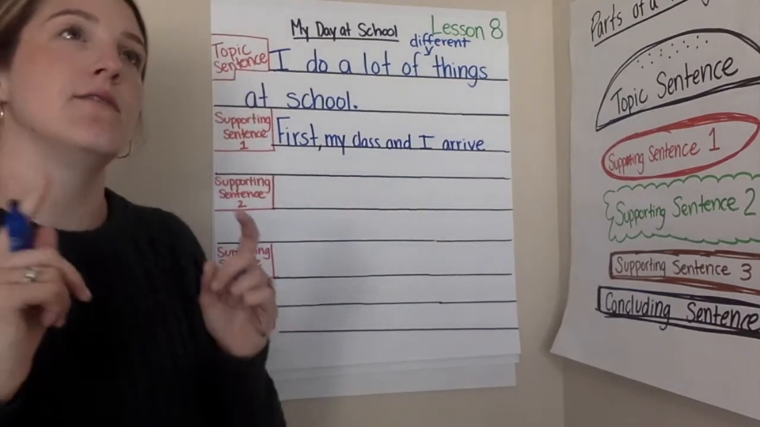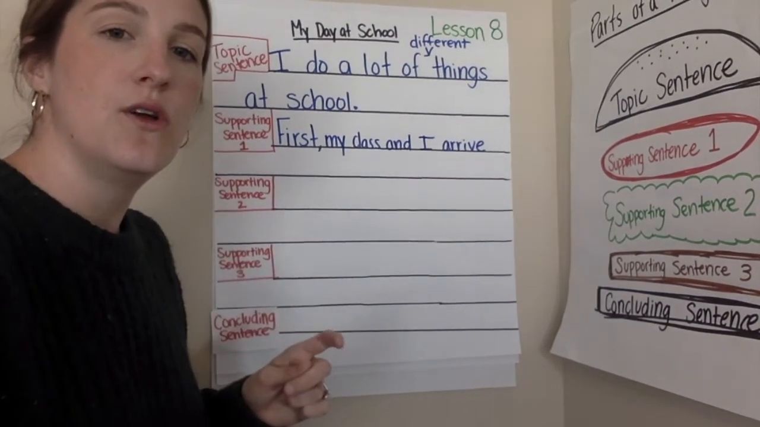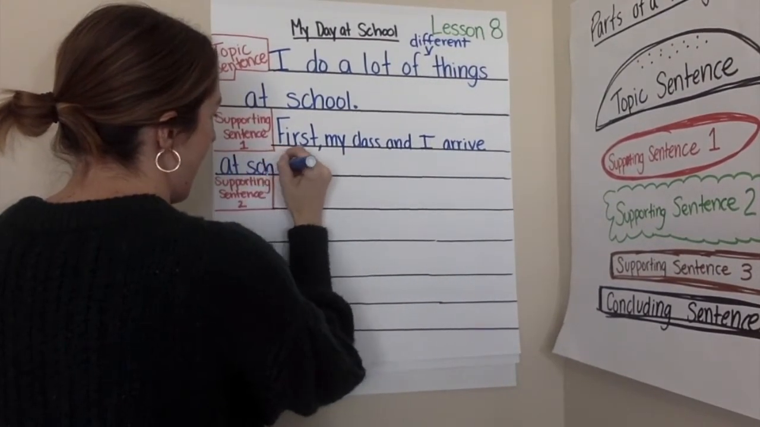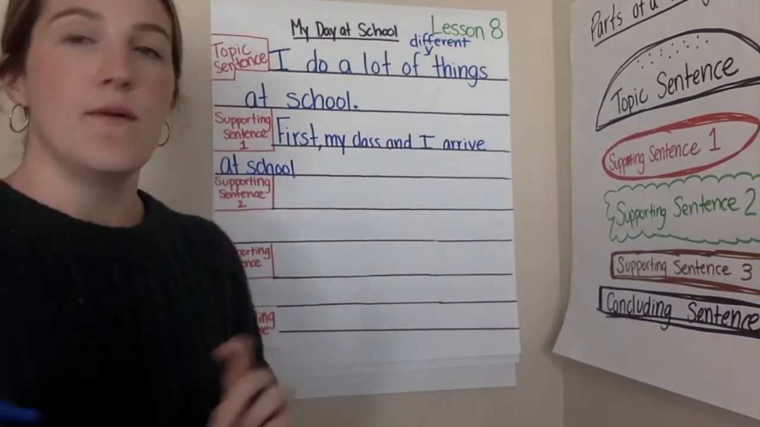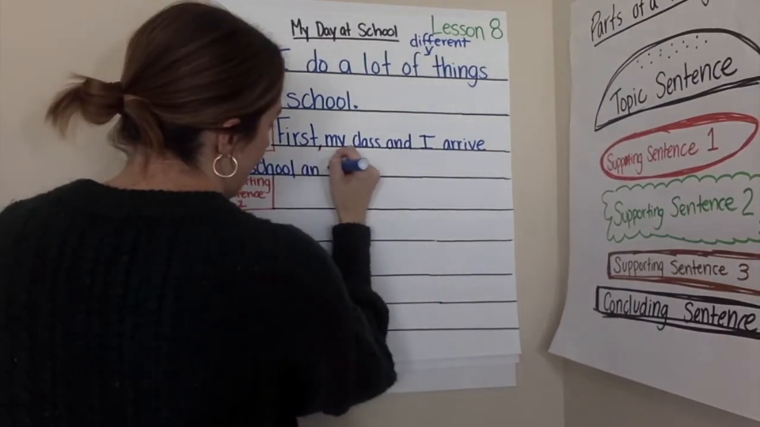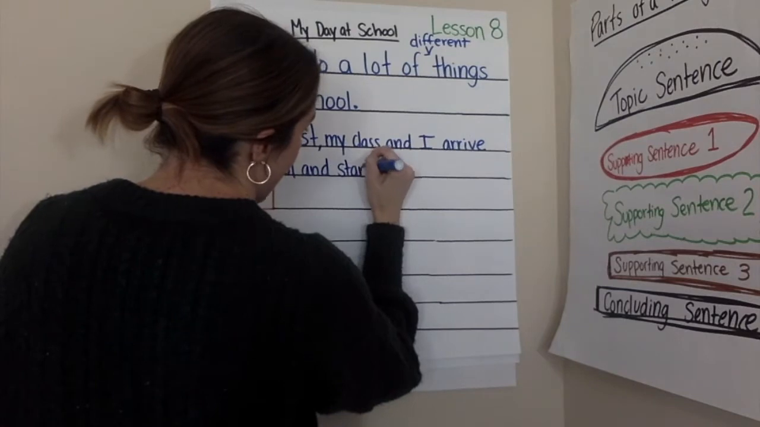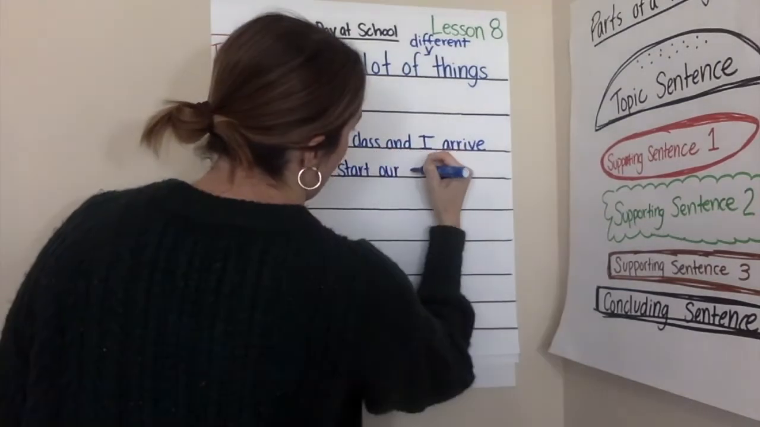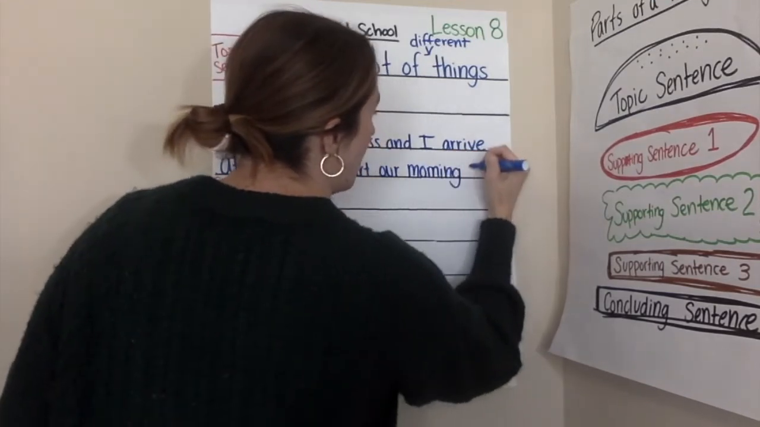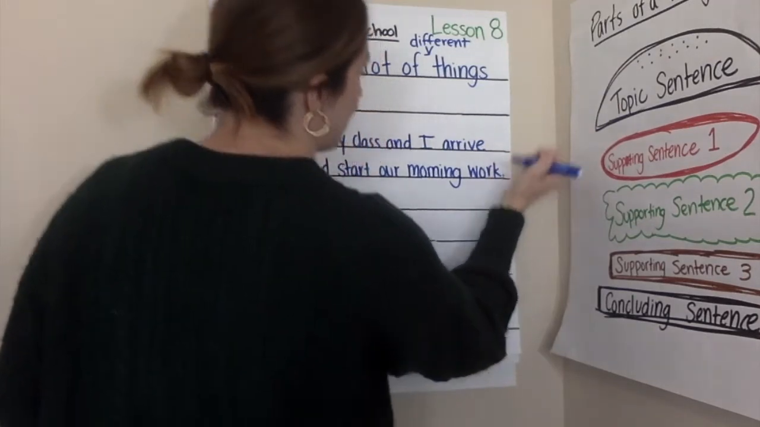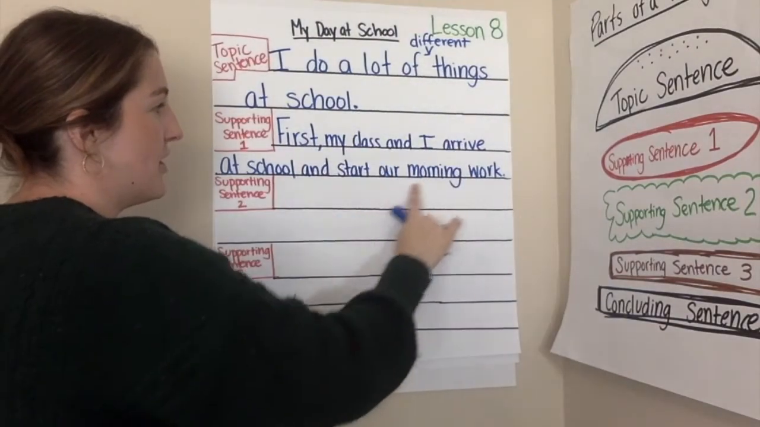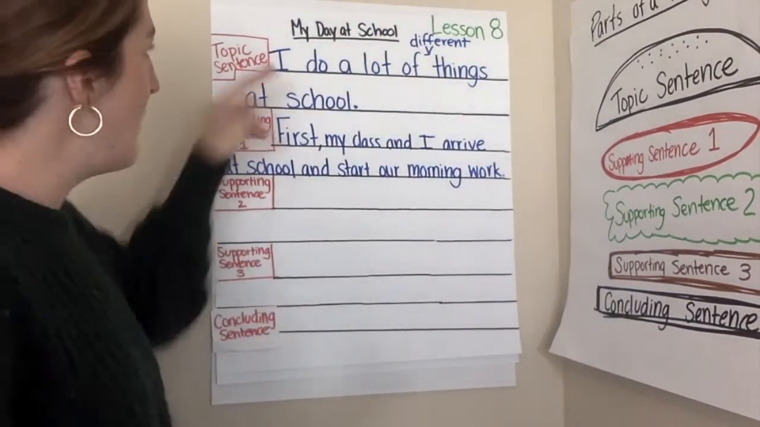Let's see, do I want to say we arrive at school, to school? We arrive at school. So let's see, first my class and I arrive at school and start our morning work. I'm going to put the word work. So let's reread it to make sure that makes sense. First, my class and I arrive at school and start our morning work. Good, it makes sense and it's about my topic.